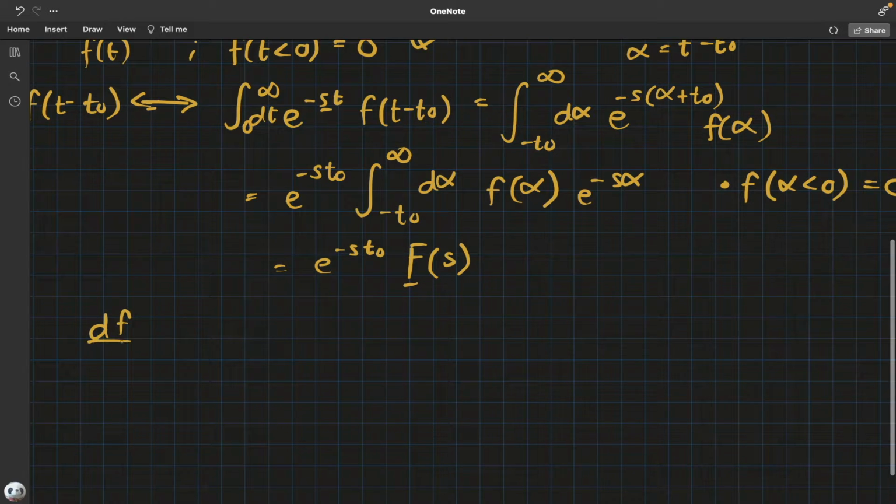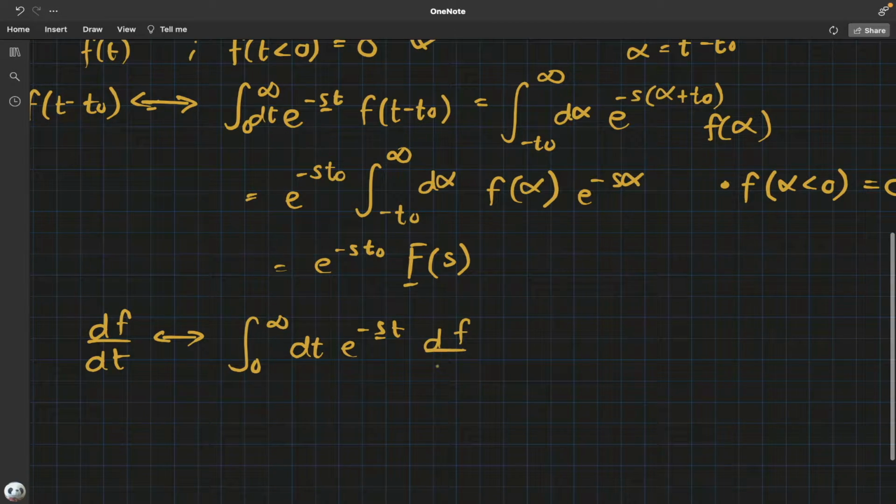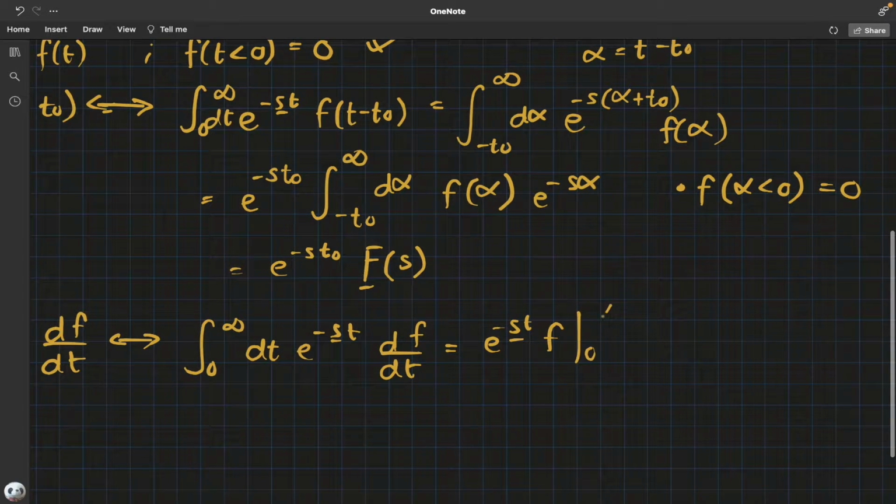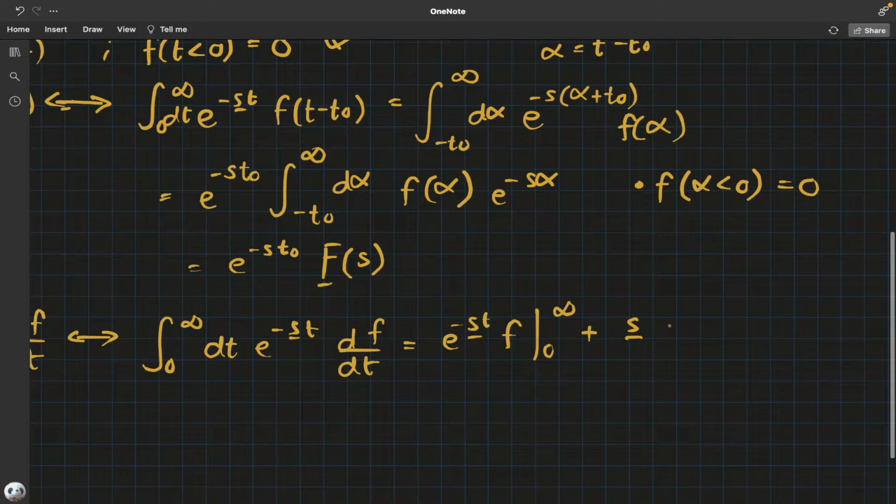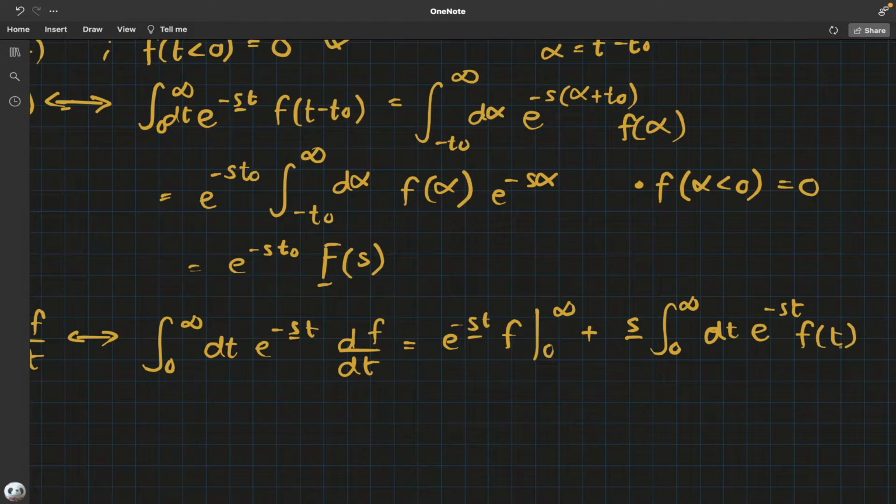Now, what about derivatives? Just write it down. The trick is the same as before. We want to do some integration by parts here. So if I integrate the derivative part, I have this evaluated from 0 to infinity, plus s, when I differentiate the exponential, integral dt e to the negative st f of t.